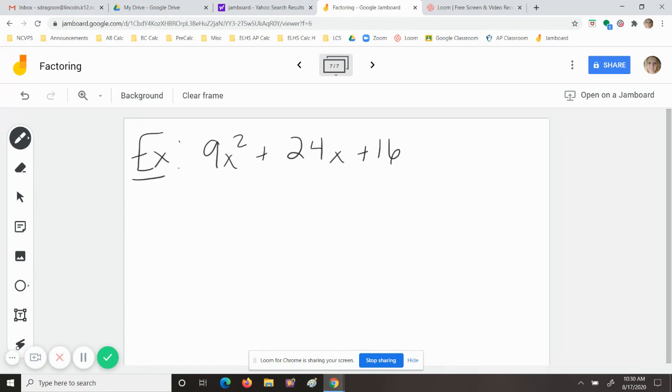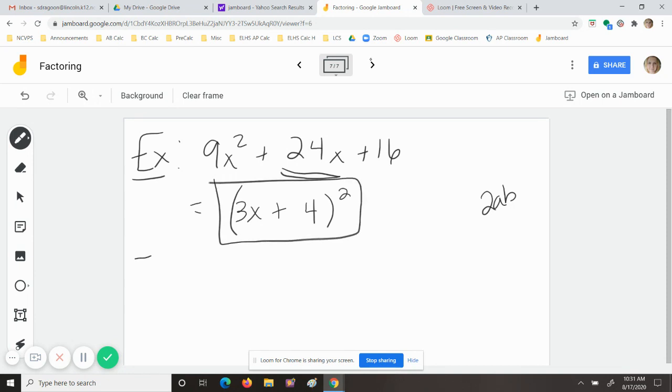What are some things we notice? 9x squared and 16 are both perfect squares. So our first thought now should be, does this fit the perfect square model? Let's take the square roots. We'd get 3x and we'd get 4. Remember what was supposed to be in the middle? 2 times those terms multiplied together. So 3x times 4 is 12x. If you double that, you get 24x, which matches. Notice that everything's plus, so this is 3x plus 4 all squared.